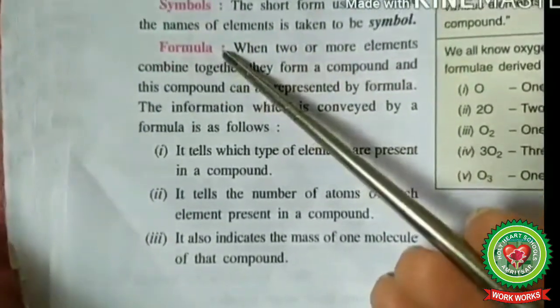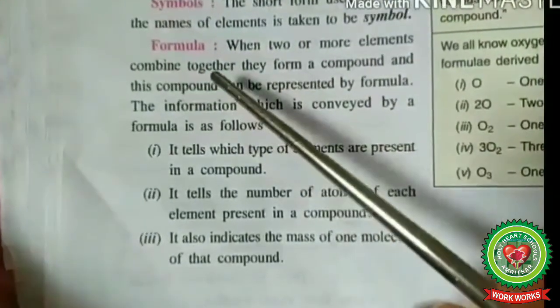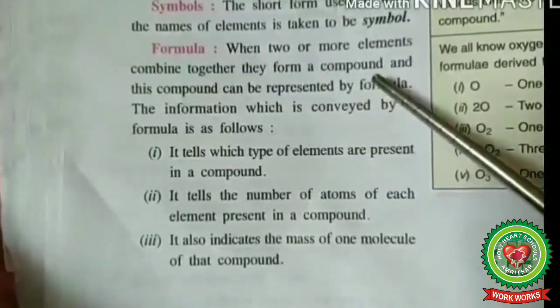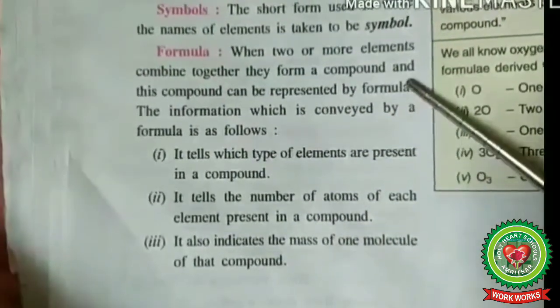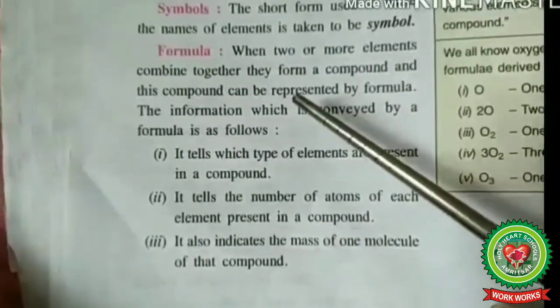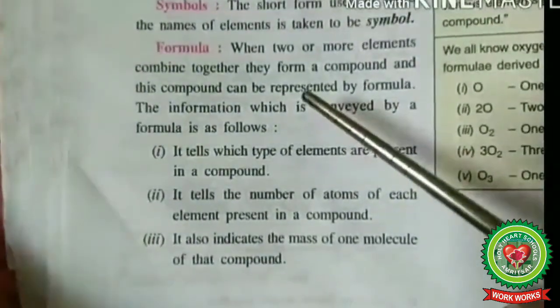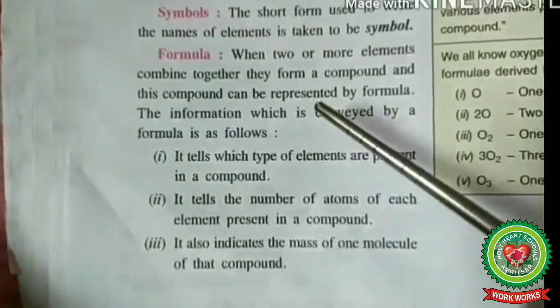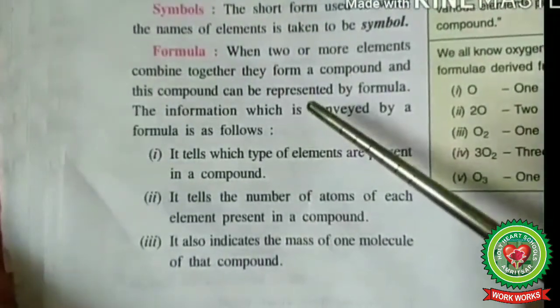Next term is formula. When two or more elements combine together, they form a compound, and this compound can be represented by a formula. For example, the formula of water is H2O, which means two atoms of hydrogen combine with one atom of oxygen. This is the formula of water.